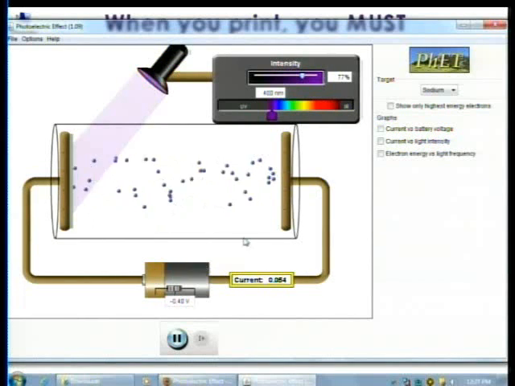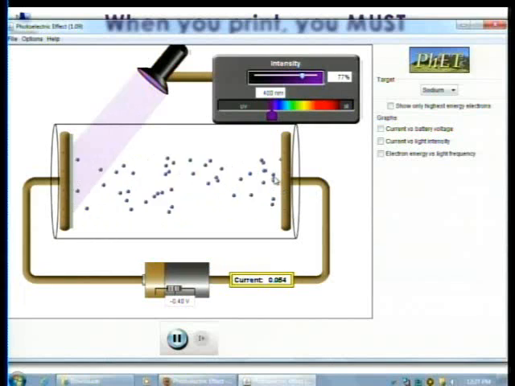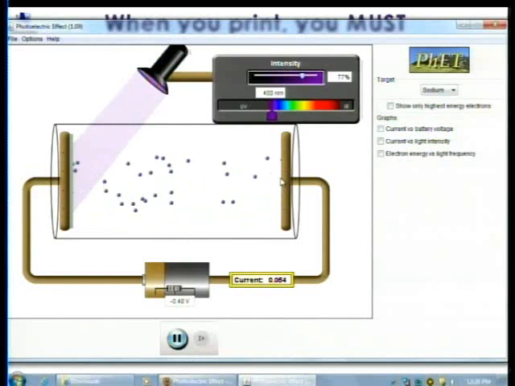Now, you see some of these guys get across, and some of them don't. So if we're looking for the stopping potential in a problem, you're looking for the most energetic ones. And I'm not there yet because some of them are still getting across. So I keep turning this up until I stop them all. That looks pretty close. So I can actually play with that and find the stopping potential.